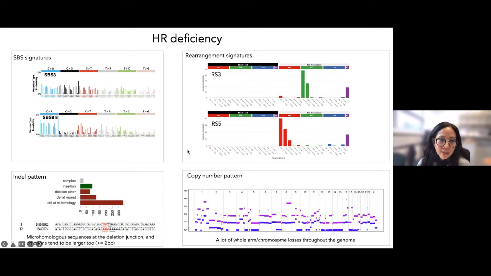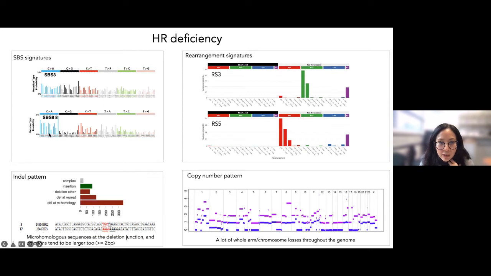So in HR deficiency, the historical bit of information that we presented in 2012 was this signature 3, which I've already pointed out is really flat, and it's a bit of a pain when we're doing signature assignments. But the good thing is that if you see signature 3, you need to look for a few other things. Is signature 8 there? Is there an indel pattern called microhomology mediated deletions? Are there rearrangement signatures, and is there a copy number pattern? So I'm going to take you through this now.